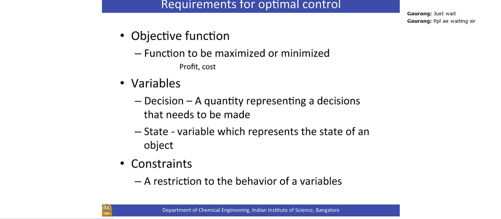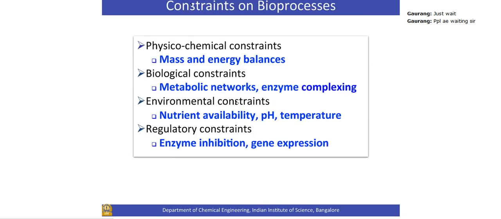Now, any optimization is meaningless or doesn't even exist if there are no constraints. If there are no constraints, then there is no optimization problem. So there are constraints which restrict the behavior of these variables, the interaction between the decision variable, the state variable, and the objective function, and so on. So the constraints become an important constituent of an optimal design.